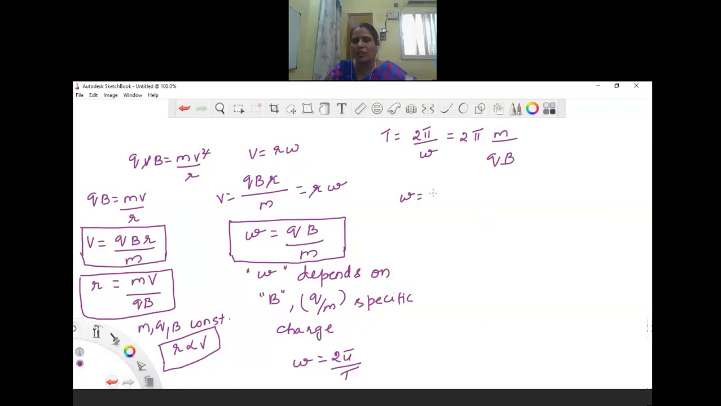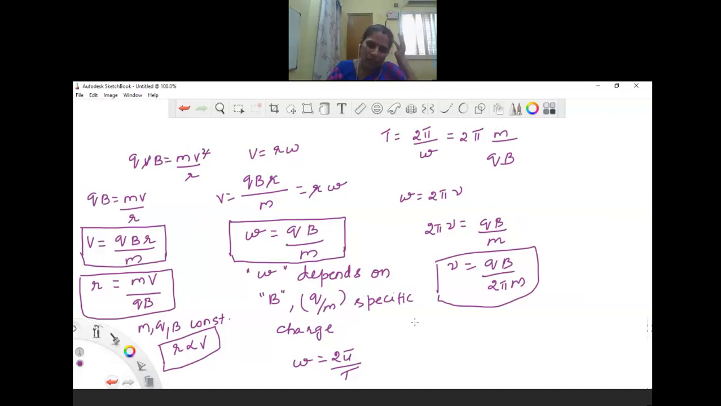Now also we know that, in order to calculate the frequency, omega is equal to 2 pi nu. So 2 pi nu is equal to, again, qB by m. Then frequency is equal to qB divided by 2 pi m. Again, this is a very important formula. So the time period formula we got is T equal to 2 pi m divided by qB. Okay, so all these formulas we have learned now.